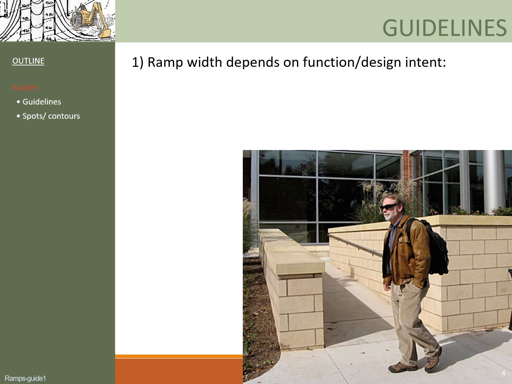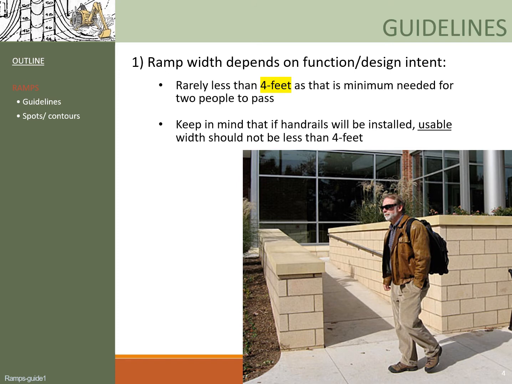So the first guideline, the width of a ramp should be determined based on their function and design intent. They should be at least 4 feet wide to allow 2 and more people to pass at the same time. And this is excluding the space taken up by the handrails, if there's any. Okay, so the usable width should be at least 4 feet.